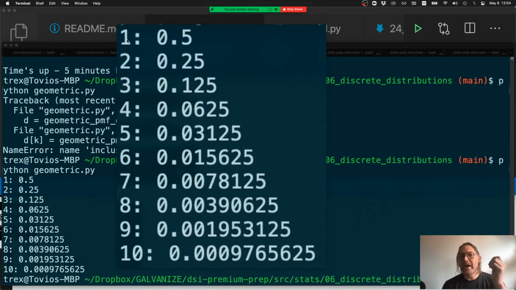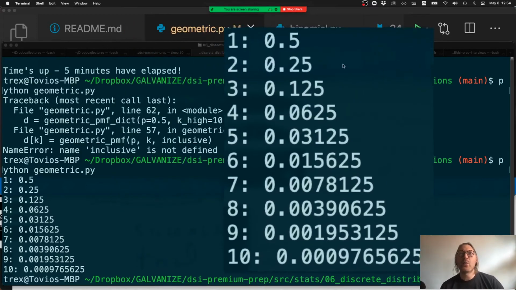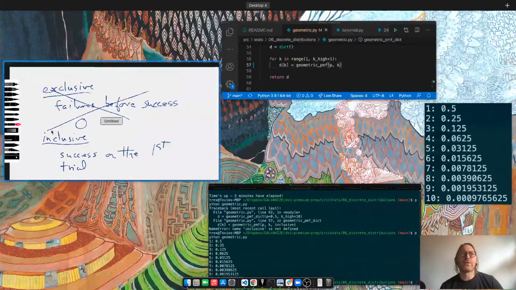The probability of getting heads on the first flip is 0.5, right? That makes sense. It's either heads or tails, 0.5 probability. Probability of heads on the second flip is 0.25. And why is that? Why would that be 0.25?